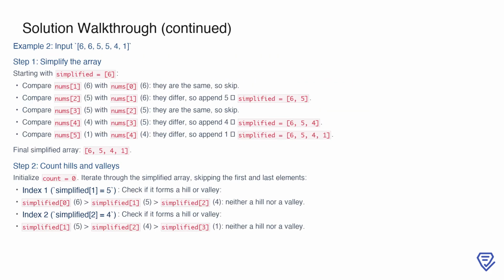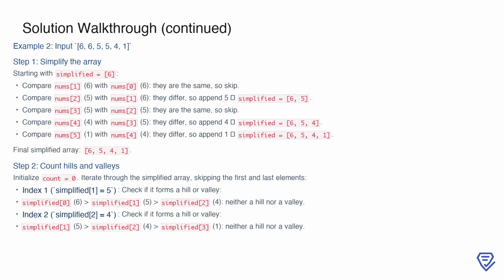For the second example, the input array is 6, 6, 5, 5, 4, 1. We simplify it by starting with the first element, 6, and comparing each subsequent element with the last one in the simplified array. The second 6 matches the first, so we skip it. The next element, 5, differs from 6, so we append it, resulting in 6, 5.